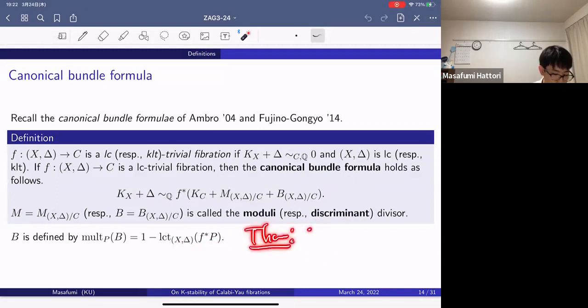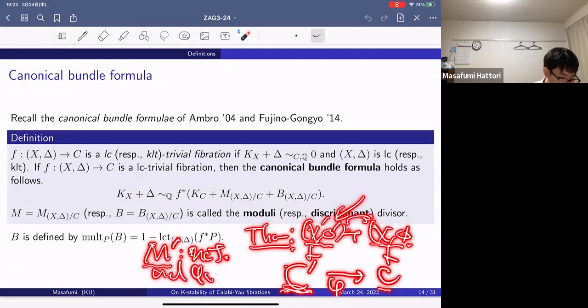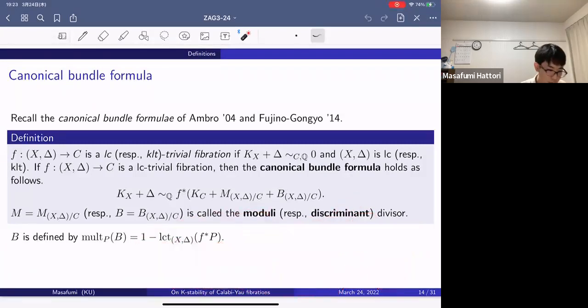And so Ambro and Fujino-Gongyo prove the following. For any LC-trivial fibration, we can take a good resolution phi such that this is the induced sub-LC-trivial fibration corresponding to (X, Delta). And so we can define similarly the moduli part M prime. So if C prime is good, then M prime is nef and phi push forward of M prime equals M. And we will use this theorem.